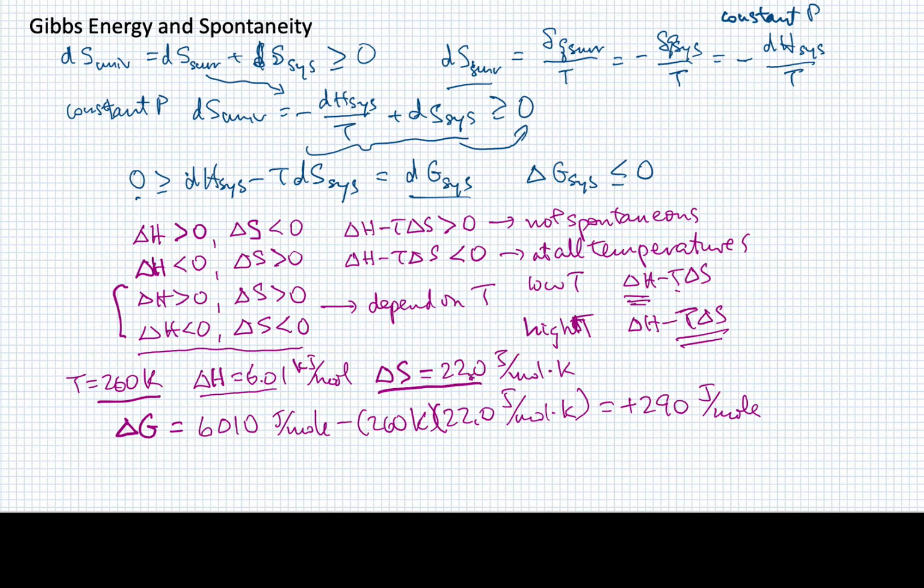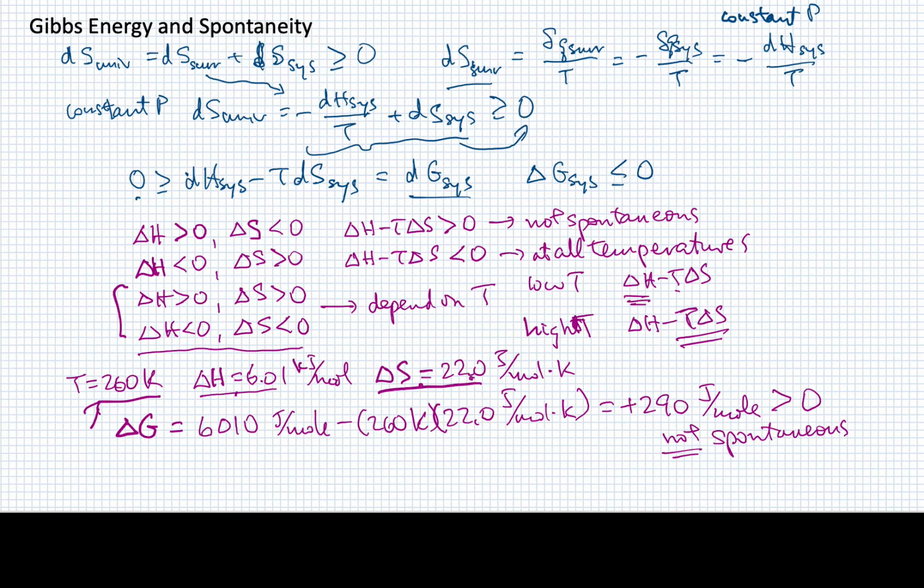So is that spontaneous or not? Well, this is delta G. The answer that I've gotten is clearly greater than 0, so this would be not spontaneous at this temperature. Now, I could have made this more obvious and said, this is the enthalpy of fusion for water, and this is the entropy of fusion for water. So what I'm really asking is, will water melt at this temperature? And I think we all know the answer is that water melts at a temperature of 273 Kelvin, not 260. So the fact that this came out to be not spontaneous is not a big surprise.